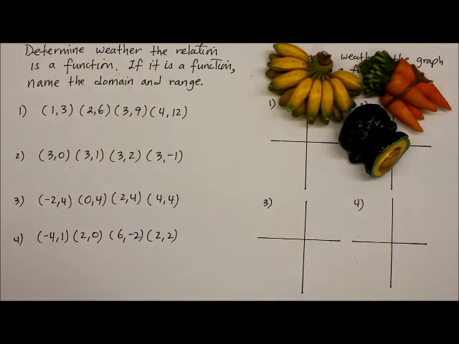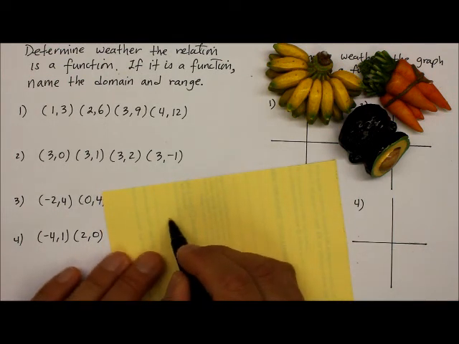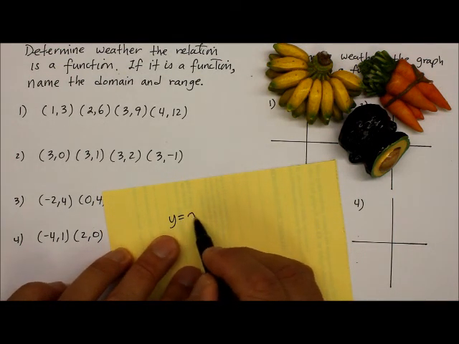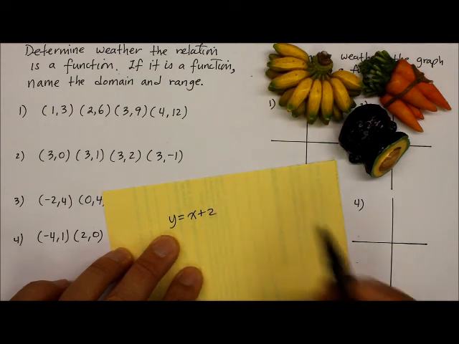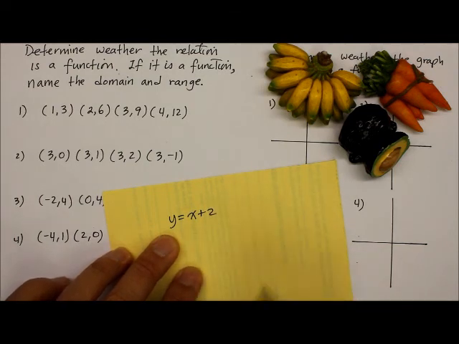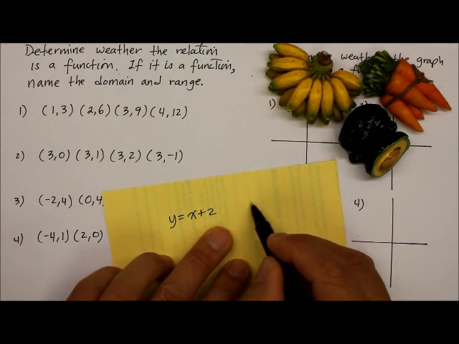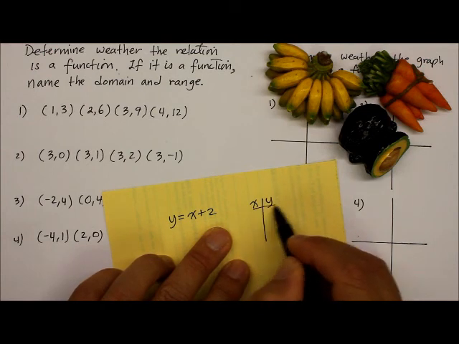Hi! This instructional video is about functions and relations. All this time you've been talking about functions. For example, y is equal to x plus 2. That's a function. And you could graph this function by using the table of values, x and y.